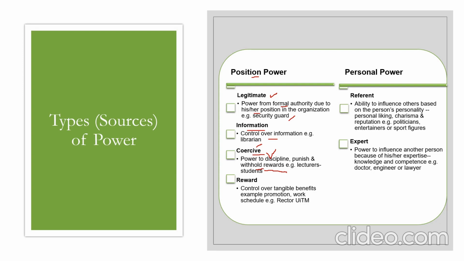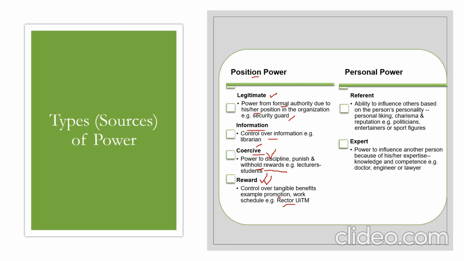Okay, and finally, it is the reward power in the position power. It is the power to control over tangible benefits, for example, promotion, work schedule, bonus, rewards, and other things, such as the example given is the rector of UiTM. Power to give reward to employees, power to give promotion to employees. For example, the rector decides lecturer A can be promoted to a senior lecturer.